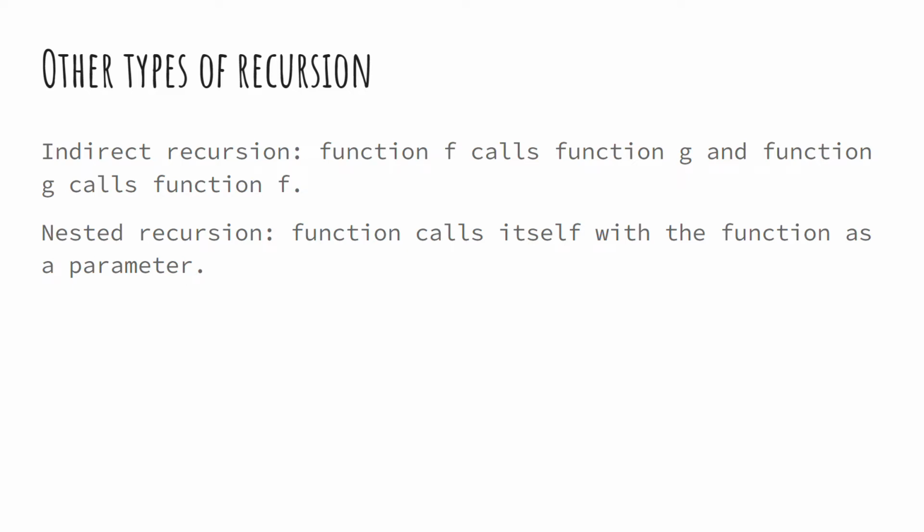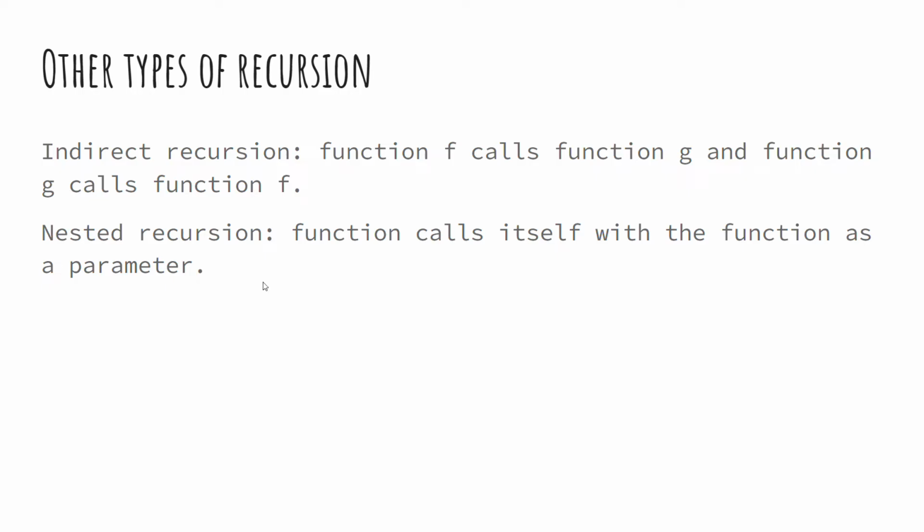Alright, and there are some other types of recursion which are important or good to know. One of them is indirect recursion. What we do in this type of recursion is that we don't directly call the same function within itself. Function f calls function g, and then function g calls function f. So indirectly function f is calling itself, and that's why it's indirect recursion.